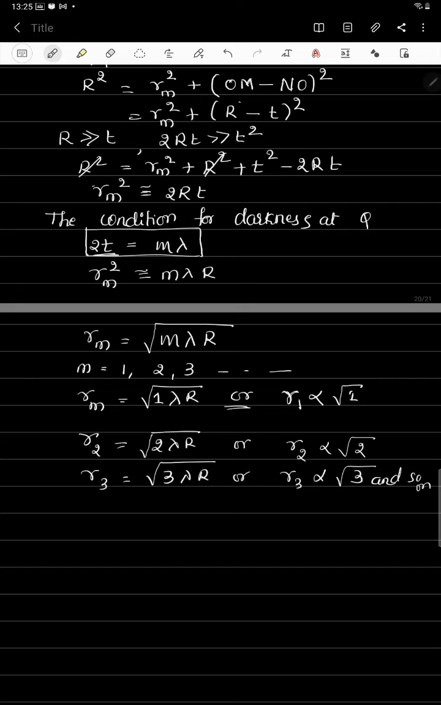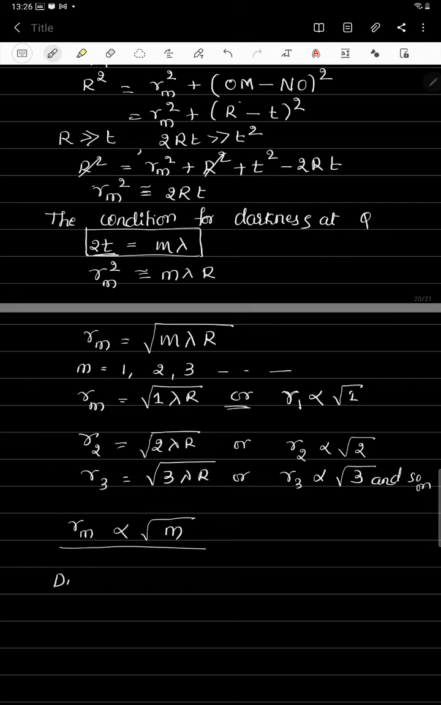Thus what it indicates is the radius of the dark fringe is proportional to square root of the natural number. This above equation represents Rm, where m is the mth dark fringe, which is proportional to square root of this natural number. Sorry, this is not lambda, this should be m. So the radius of the mth dark fringe is proportional to square root of the natural number. Thus the radius of the mth dark ring is proportional to under root of m.